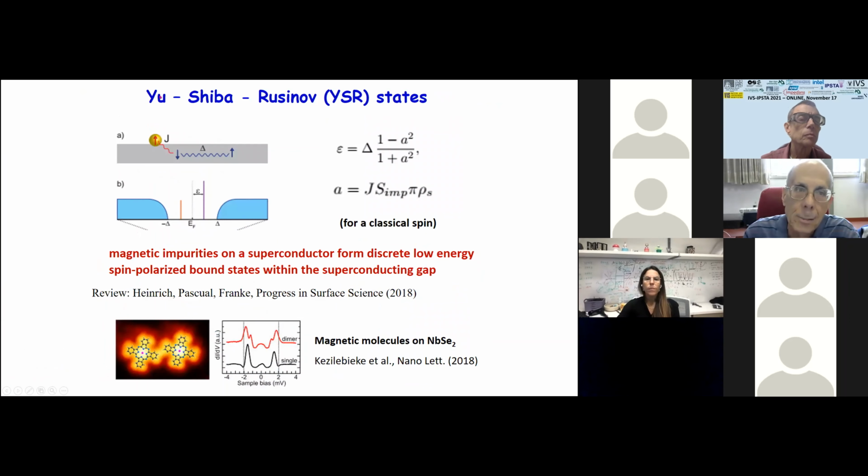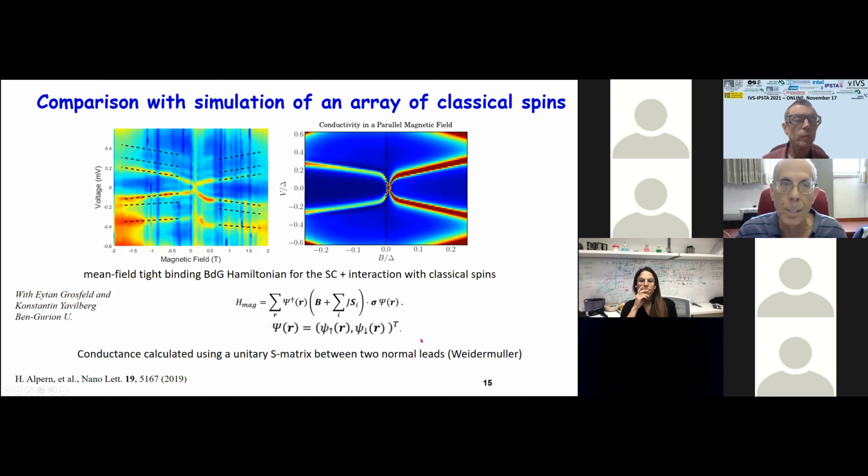These states are very reminiscent of what are called Yu-Shiba-Rusinov states, YSR states. When you deposit a magnetic impurity on a superconductor, the exchange energy competes with the pairing energy, breaks the Cooper pair, and in-gap states are induced. This was found in many systems, for magnetic impurities and also for magnetic molecules, but our molecules to begin with are not magnetic.